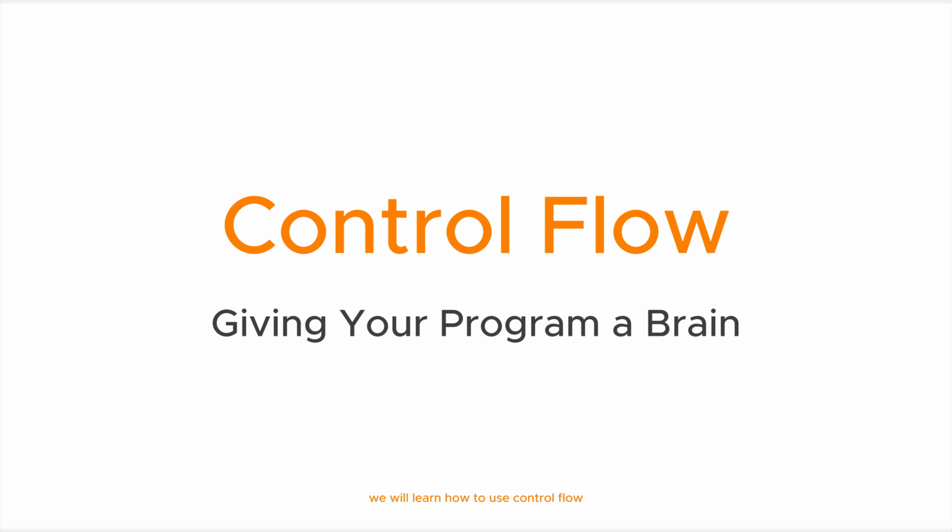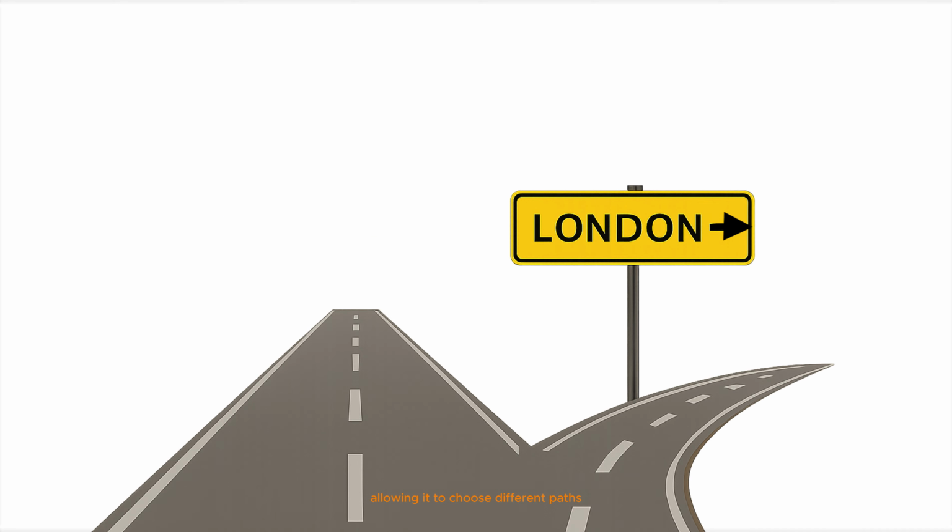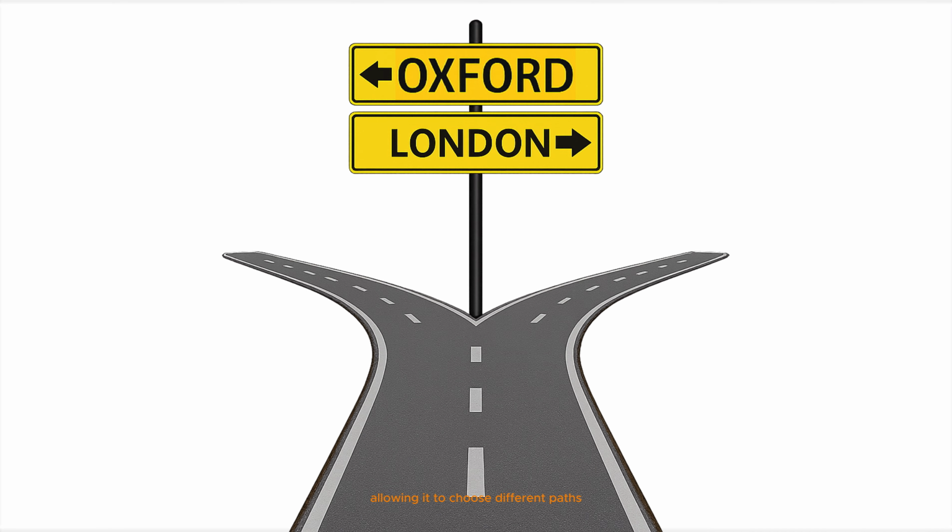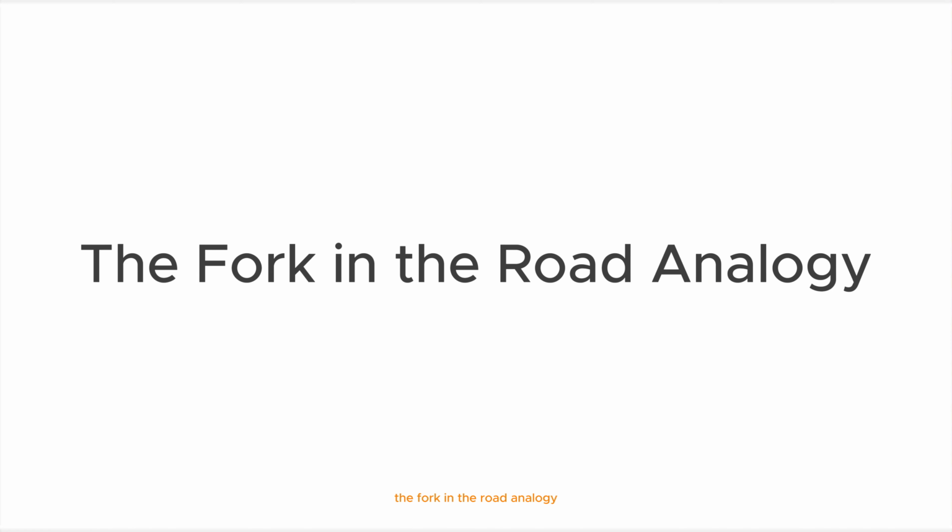We will learn how to use control flow. Control flow is the ability to direct the path of your program's execution, allowing it to choose different paths based on different conditions. The fork in the road analogy. To understand this, let's go back to our analogy of being on a journey.